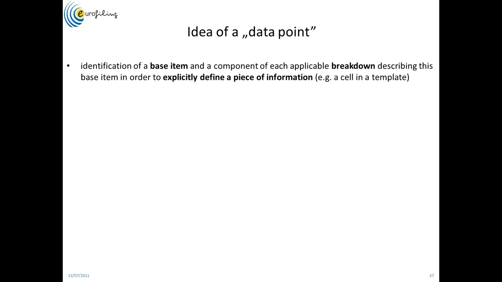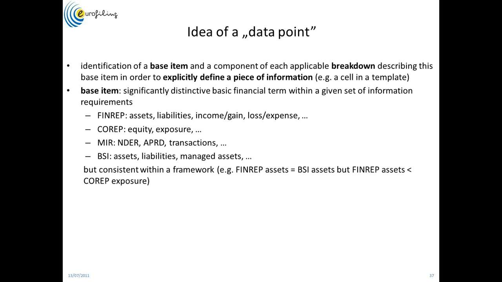So the idea of the data point is that we split the information according to these different characteristics. And we use a special vocabulary and terminology here. However, we're still working on making it perfect. It will probably never be perfect, but at least close to perfect. So a data point is the identification of a base item and all the breakdowns that are applicable, in order to make sure that every piece of information in the data model is named explicitly.